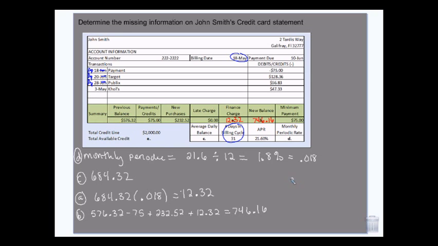And then finally, our available credit is you take your credit line minus your balance. So our available credit in this case would be $1253.84.